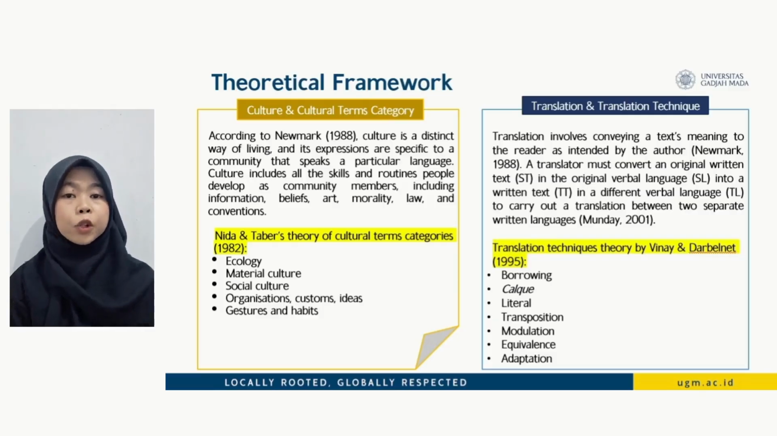Theoretical framework. Newmark states that culture is a distinct way of living, which is further explained as all the skills and routines people develop as community members. His study uses Nida and Taber's theory of cultural terms category, which includes ecology, material culture, social culture, organizations, customs, ideas, and gestures and habits.